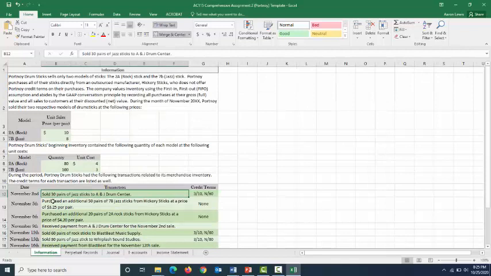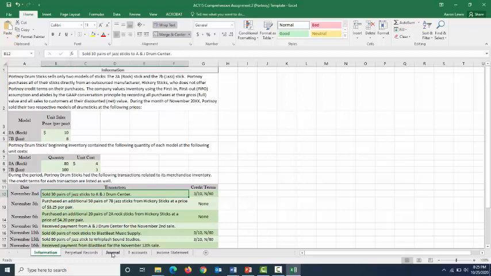According to our information, we sold 30 pairs of jazz sticks to A&J Drum Center, and we offer them credit terms of $310 net 60. So they get 3% off if they pay within 10 days, and they owe us the full balance within 60 days. Well, since we're offering them credit terms, it's assumed that this sale is on account.